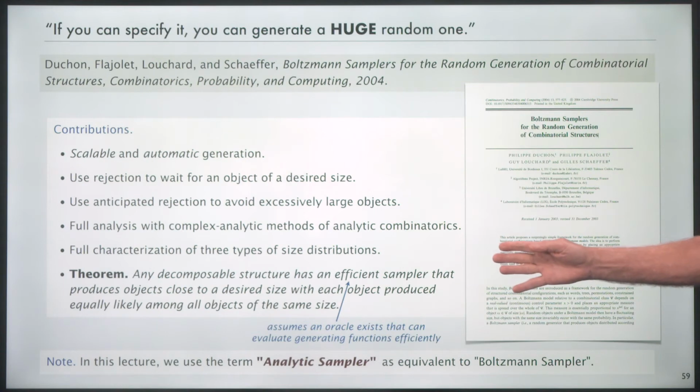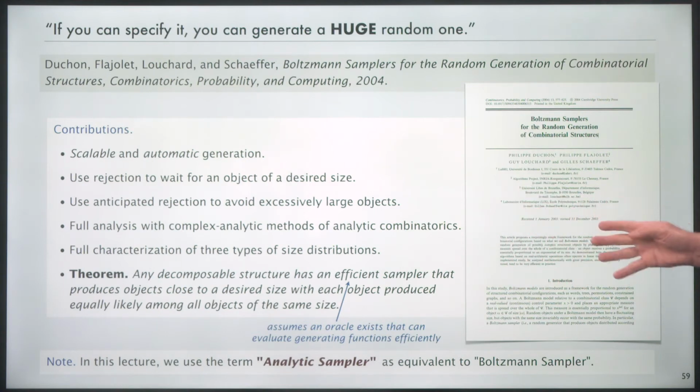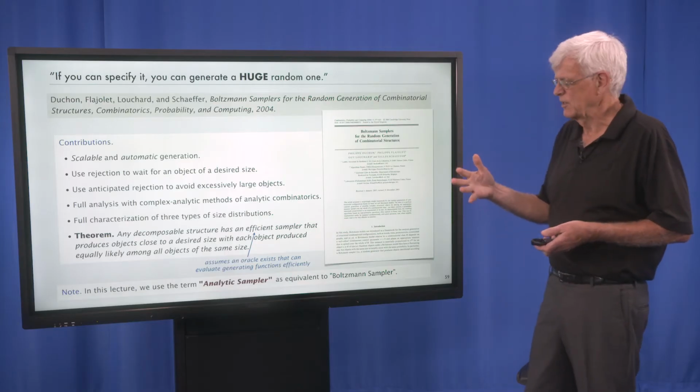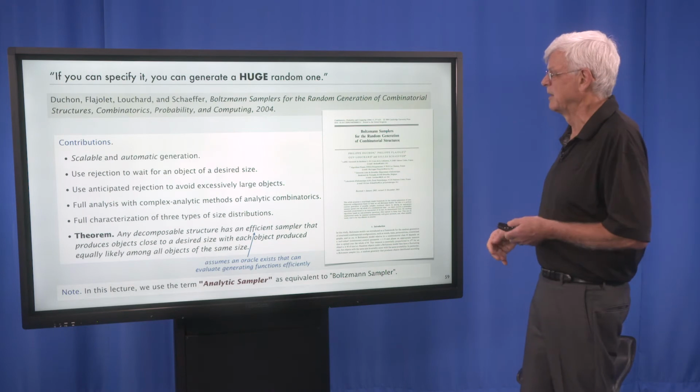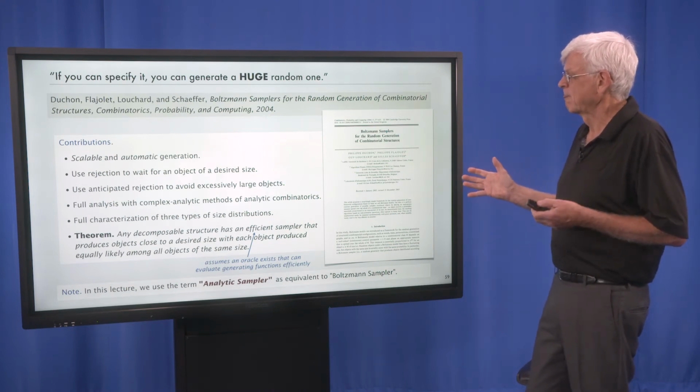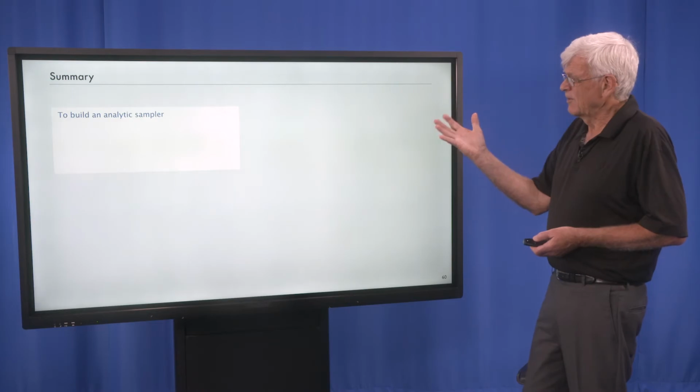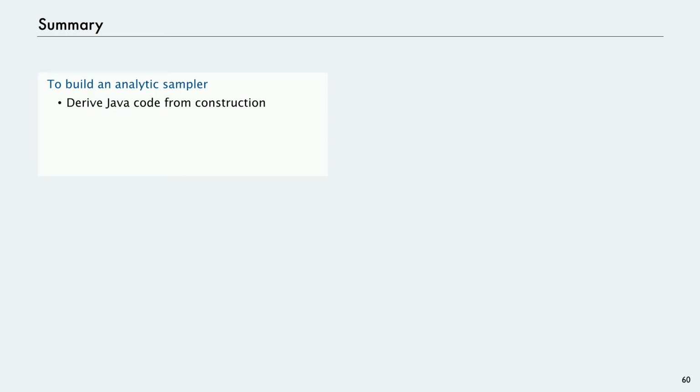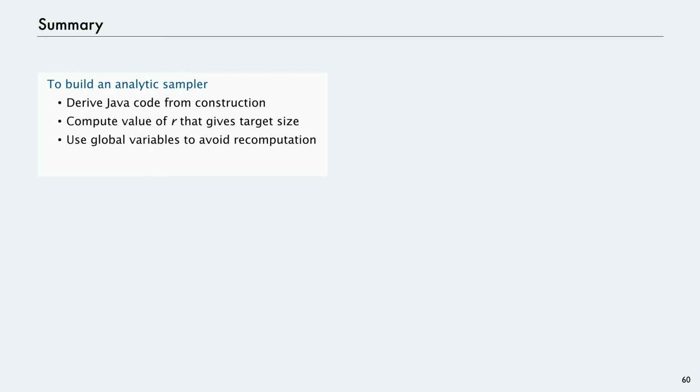Now, we've been using the term, and we will consistently use the term, analytic sampler as being equivalent to Boltzmann sampler to avoid confusion with other uses of the word Boltzmann in the modern literature. Okay, so the summary for analytic samplers is we can derive Java code from the construction pretty much immediately, and compute the value of R that gives the target size. We need to use global variables on the size under consideration to avoid recomputing things and to implement rejection. And we're going to use anticipated rejection to avoid large sizes.